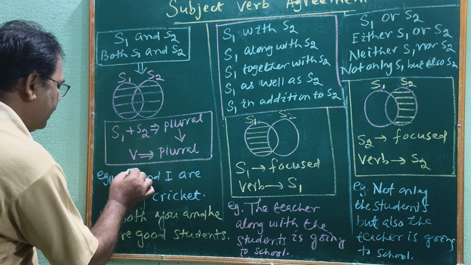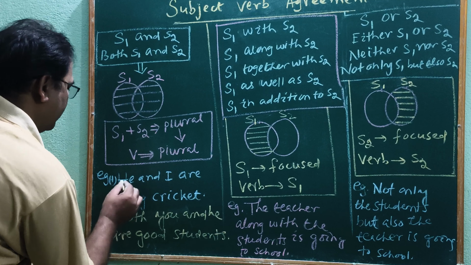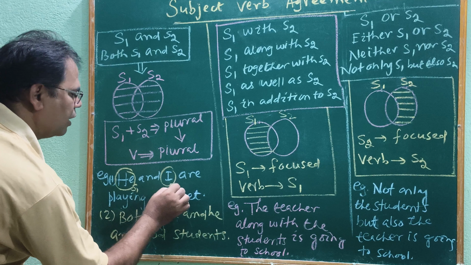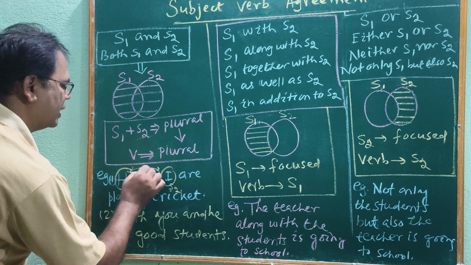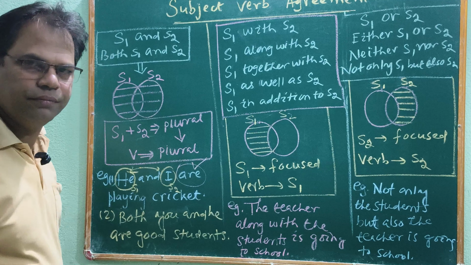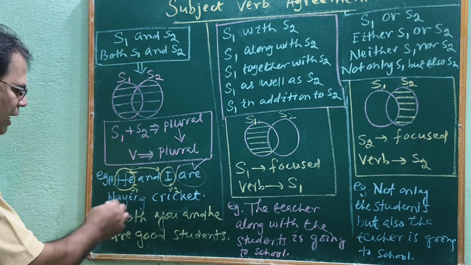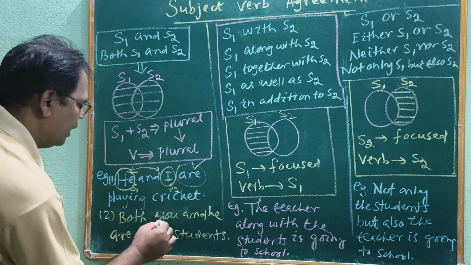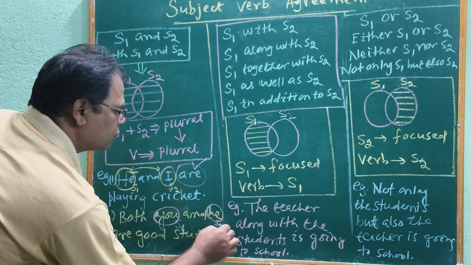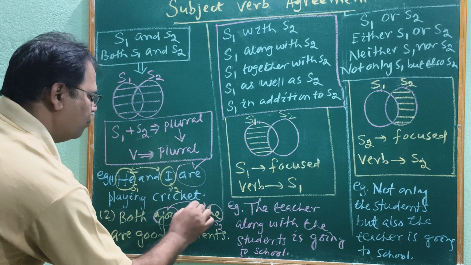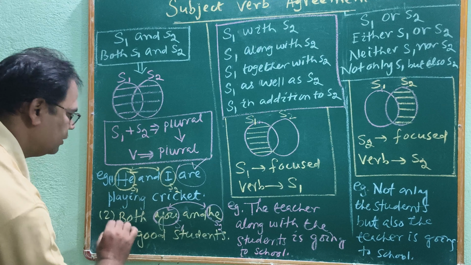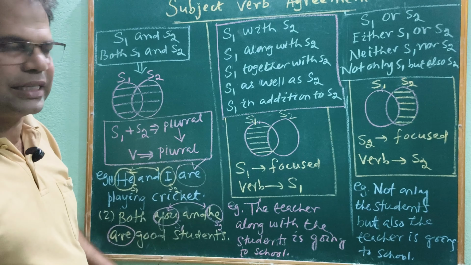Example, he and I are playing cricket. See, he is the first subject and I is the second subject. It is S1 and it is S2. As both subjects are emphatic, that's why the verb became are, which is a plural verb. Okay? See, in the second sentence, both you and he, you is S1 and he is S2. So in these two cases, both subjects are emphatic, you and he. That's why the verb is are. Are you clear? Come to the next thing.